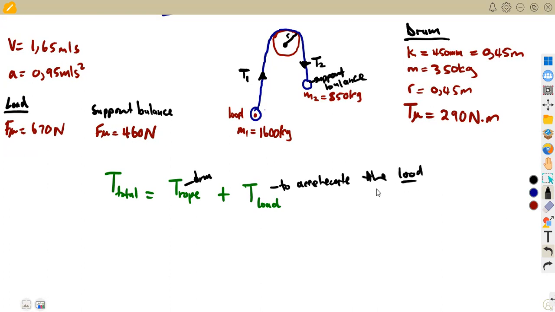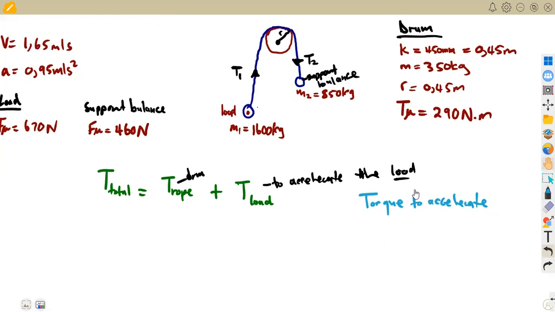So we are going to need these two, the torque for the drum and the torque for the load. How are we going to obtain the torque for the drum in this case? That is the question. Let us put it this way. I'm going to have these calculations aside separately. Let us have the information on the torque to accelerate the drum.